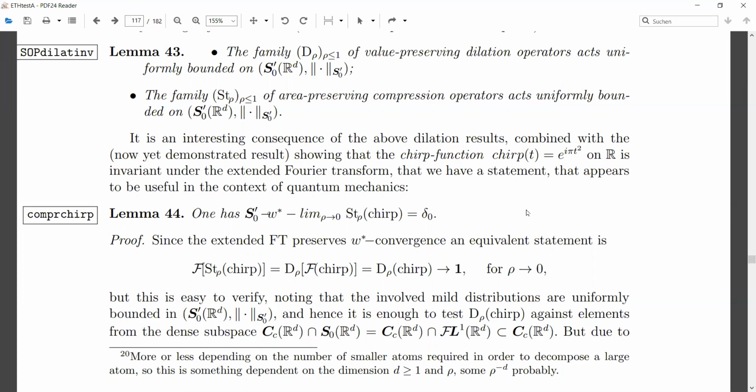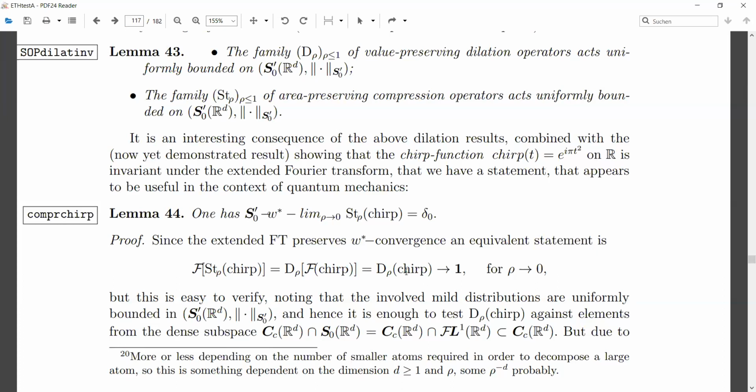And still I'm saying that, and I'm using now this symbol, S0' weak star limit for rho going to 0. So you say, I'm compressing the chirp. I make it for rho equal 1/100. I make 100 times a compressed chirp, and I claim that this goes to the delta 0. And now, how can I prove it? And the proof is very simple in a way, using the two facts that we have. The Fourier transform of the dilated chirp is, of course, the dilation by rho of the Fourier transform of the chirp.